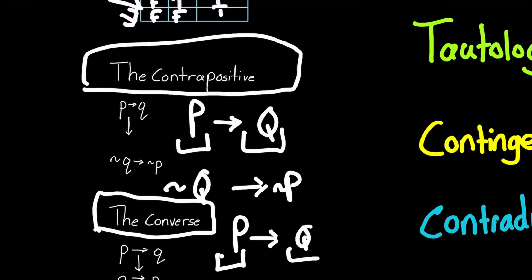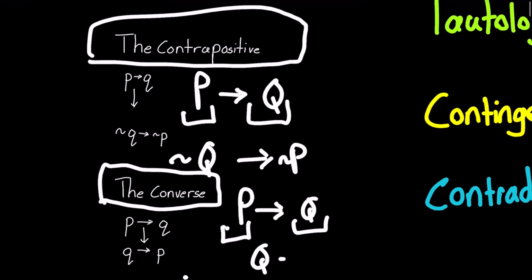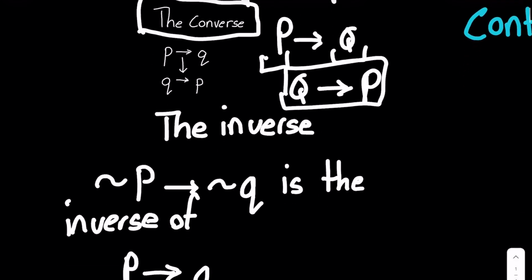So then we'd have Q, then P. Right? We just flip the order, and if we were to do the contrapositive, we would negate both sides. But we're not doing that right now. This is just a converse. And now let's go to the inverse.